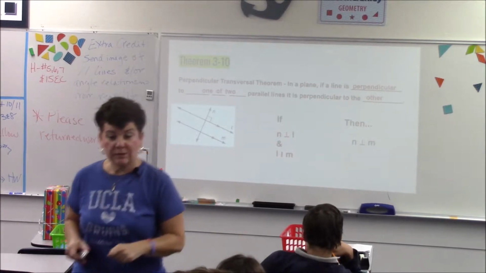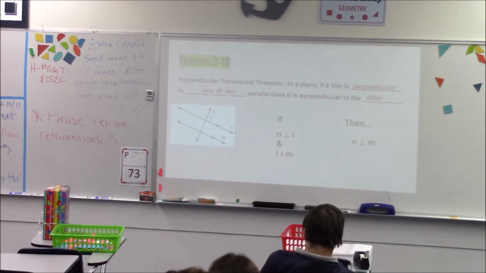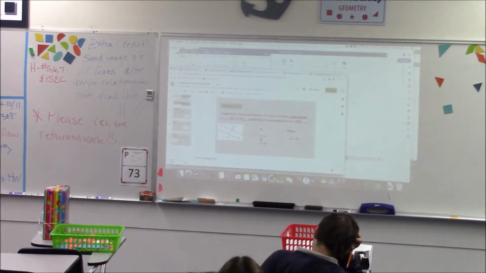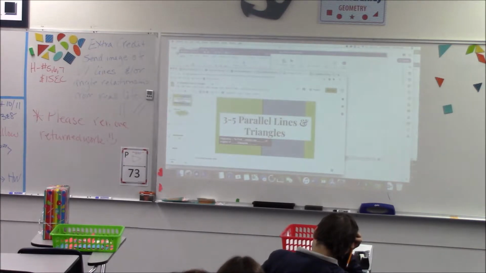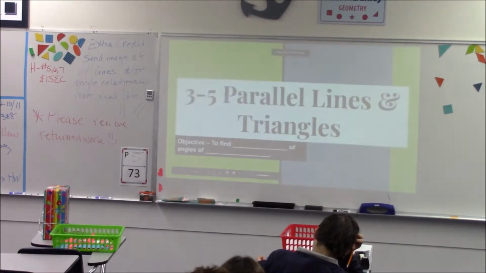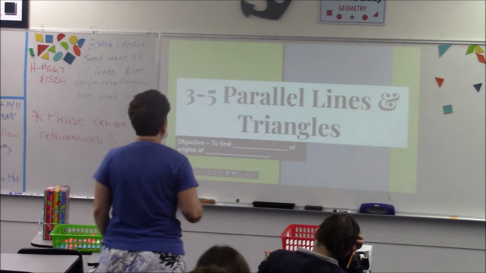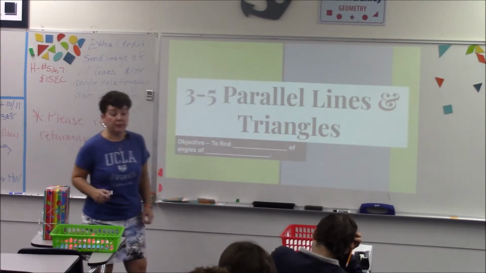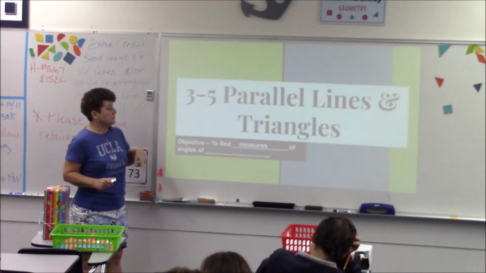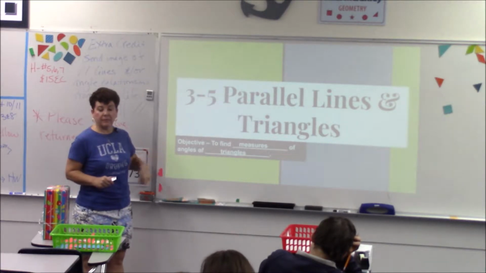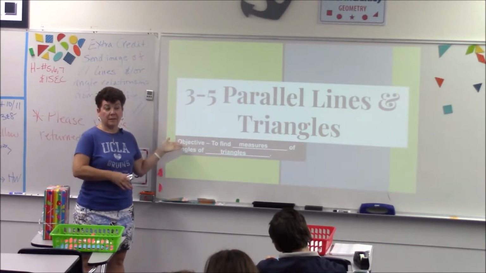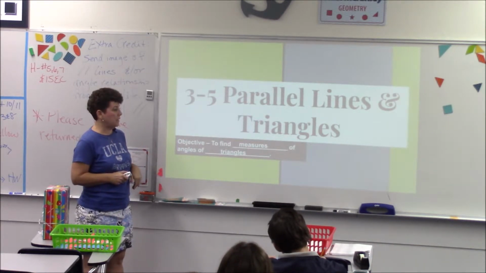We're going to 3-5. On your homework 3-4, you're just looking at vocabulary and drawing, and we'll go through that at the end. But 3-5, we're going to look at parallel lines and the beginning of triangles. So the objective is to find measures of angles of triangles. We are using our parallel lines to start working on the angles in triangles.